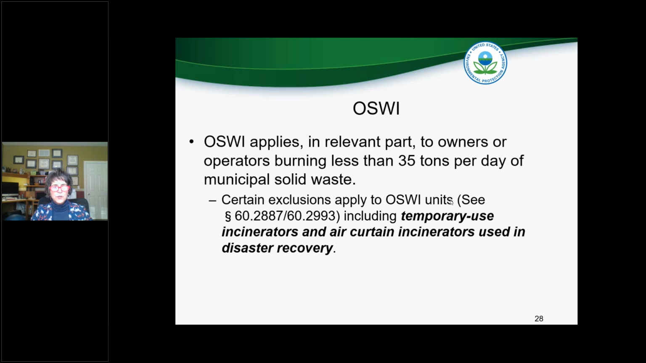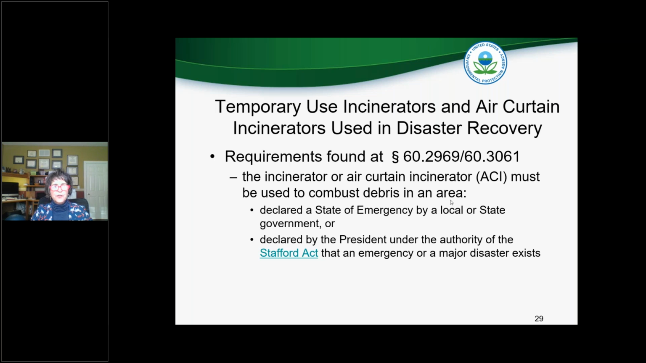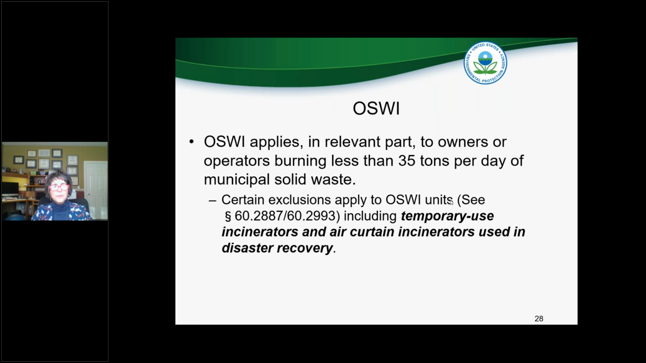So you can go on to, well, let me stay on this slide for just a minute, if you can go back. There are exclusions that apply to some OSWI units. There are several. Obviously, for the purposes of today's talk, we're really interested in temporary use incinerators and air curtain incinerators when those are used in disaster recovery. But the full list of exclusions can be found in those citations there on slide 28. So you can go on to the next slide.